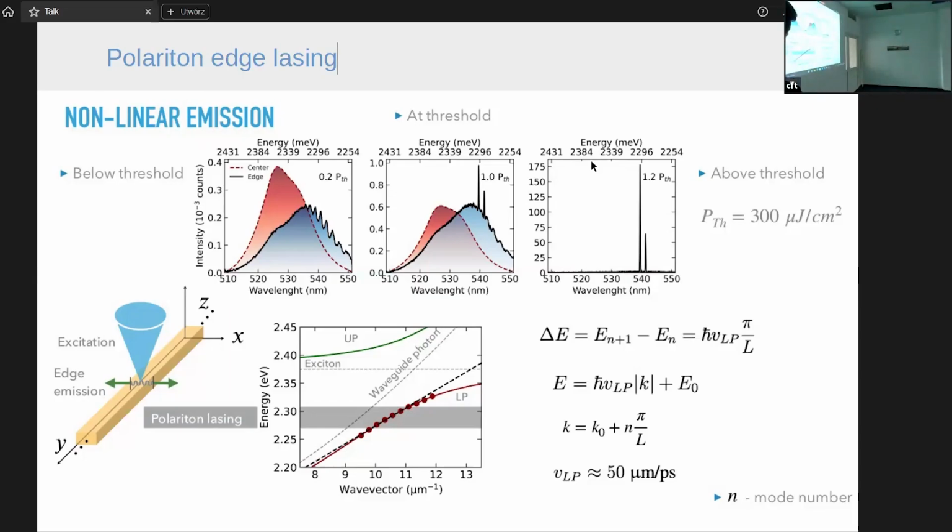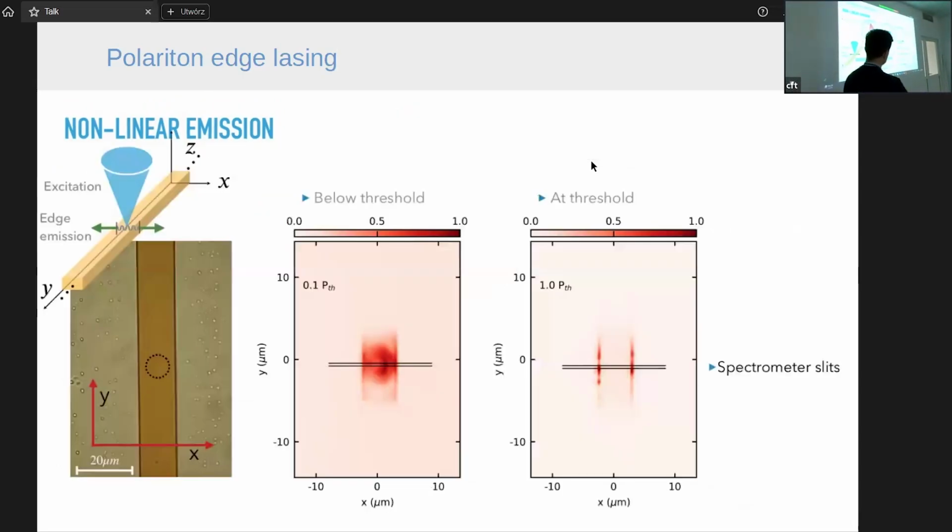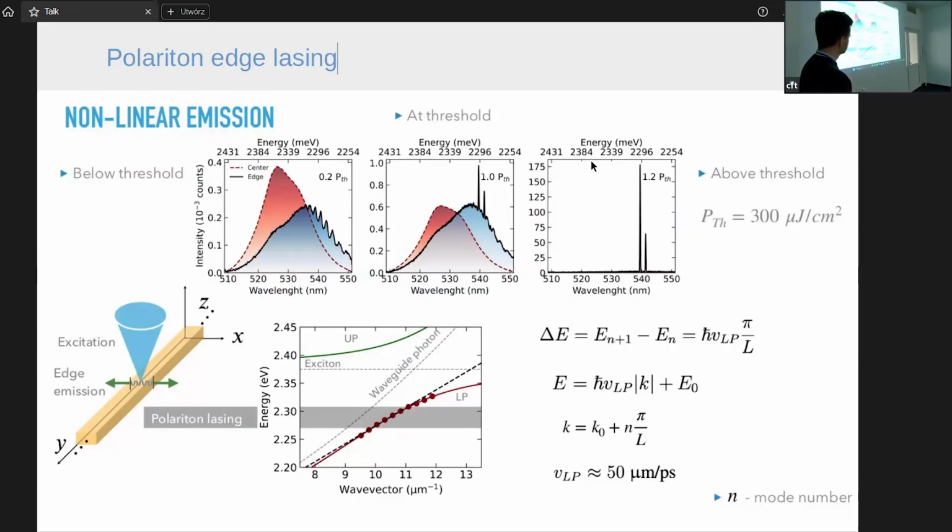I can plot the energy of the peaks as a function of the wave vector, which corresponds to the wave vector in this direction. I can see that it is approximately a straight line, but there is some bending, which means that we can see the effect of anti-crossing between the lower and upper polariton.